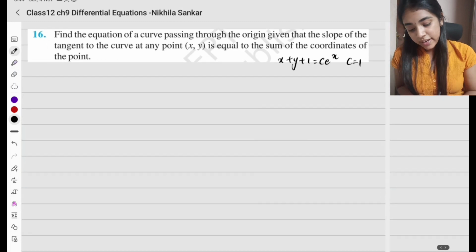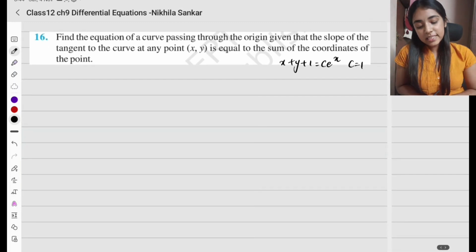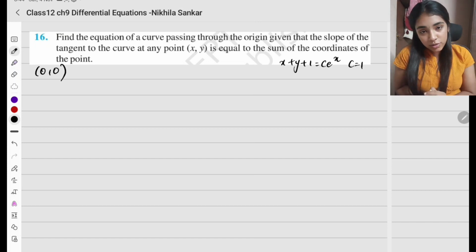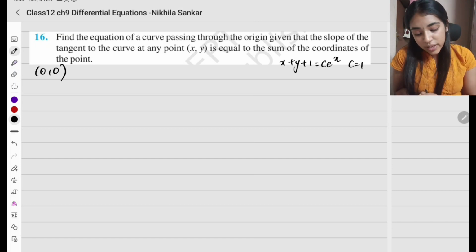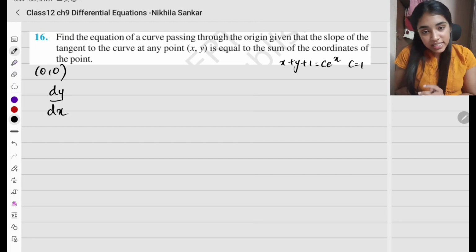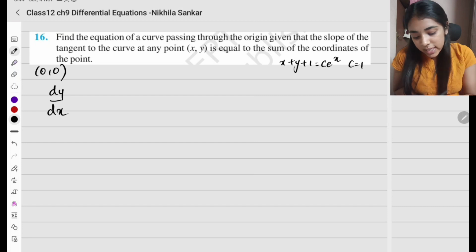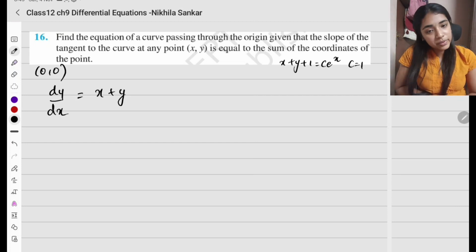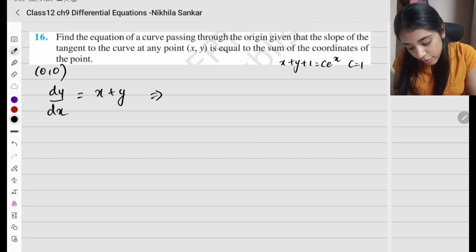Question number 16. Find the equation of the curve passing through the origin. Origin means 0, 0. So they have given points for the particular solution. Given that the slope of the tangent, dy by dx, is the slope of the tangent to the curve at any point x comma y, is equal to the sum of the coordinates, x plus y. Simple. Understood. Now if we write this in our general formula, dy by dx minus y equals x.